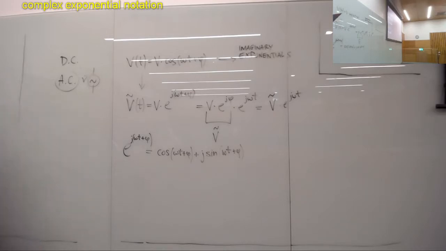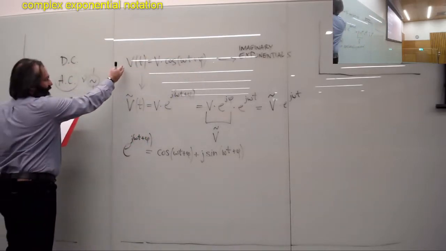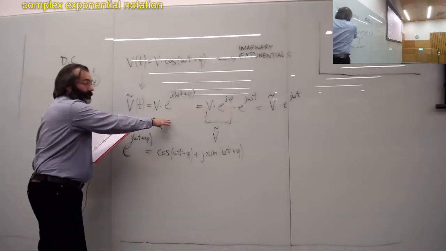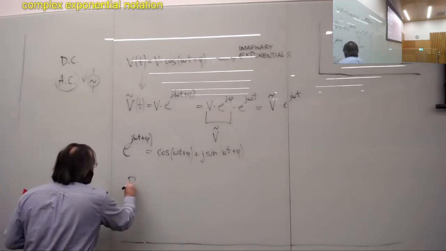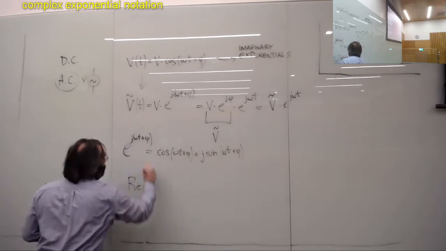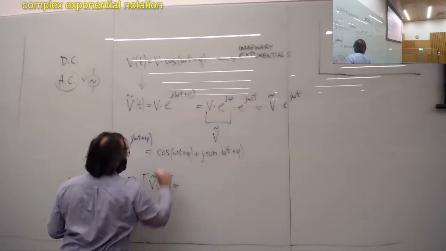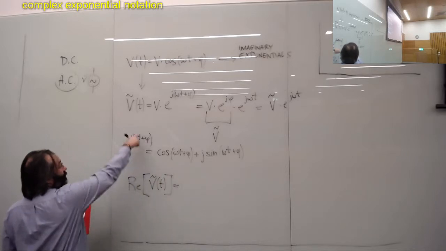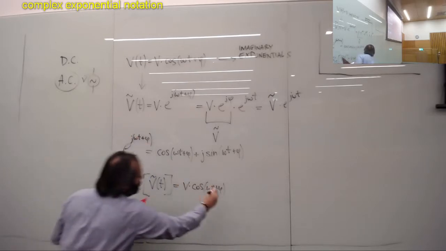So the idea of analyzing circuits where the excitation, let's say, is of cosinusoidal or sinusoidal form, is that I will do the analysis of the circuit using complex exponentials, and then once I finish my analysis, I will reobtain real numbers by simply taking the real part of the complex version of my signal. Because according to Euler's identity, the real part of this exponential is cosine, this is exactly V cosine of omega t plus phi, which is the signal we started with.